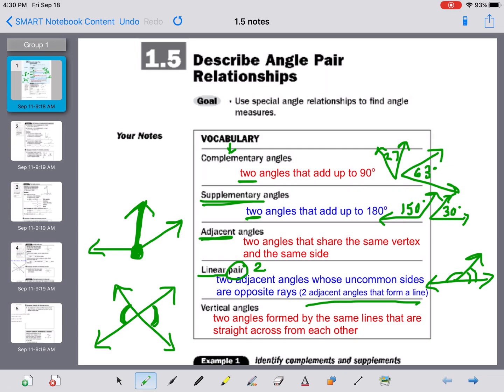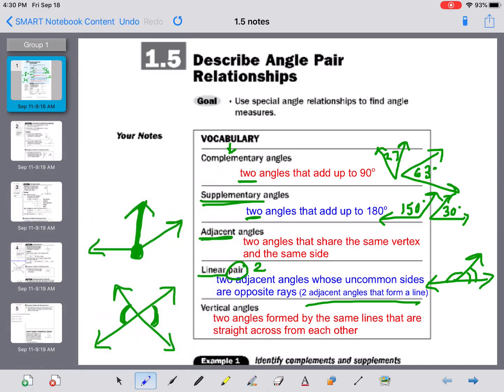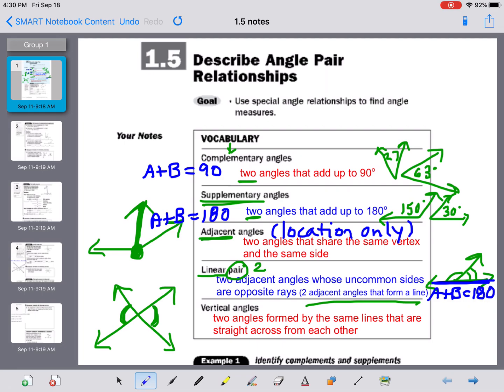Okay, I said if you know this vocab, you can do the whole homework just from this vocab. So I've drawn you pictures so you can visualize these, but one more thing here. We have math equations. On complementary angles, A plus B is going to equal 90 every time. On supplementary angles, A plus B, whatever your angles are, will add up to 180. Adjacent angles is the only thing that is location only, okay? That means that I cannot set up any type of math equation from just knowing something's adjacent. A linear pair, look, it made a straight line. This means these two, because it's a 2 again, are going to add up to 180 again.